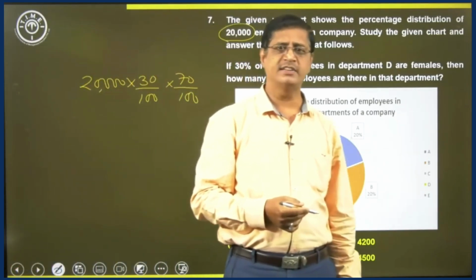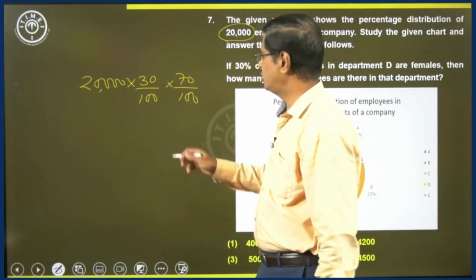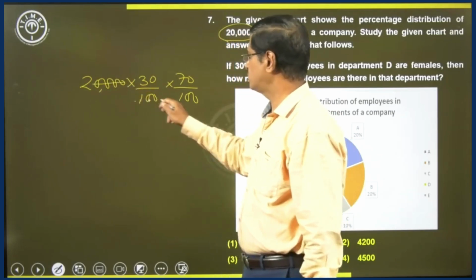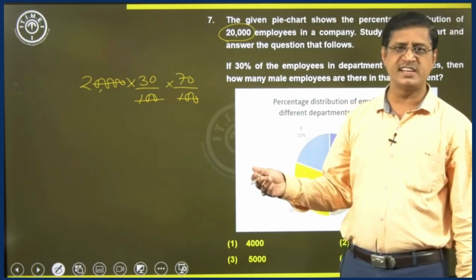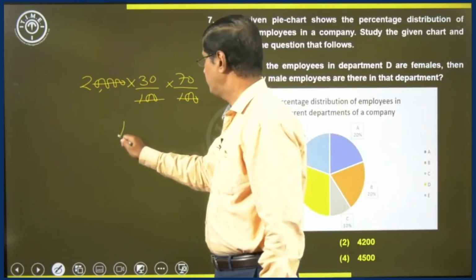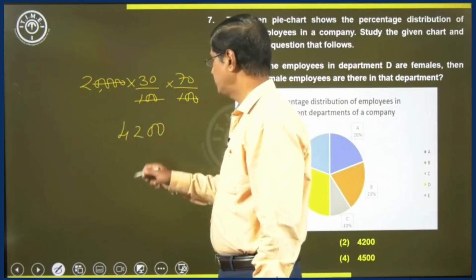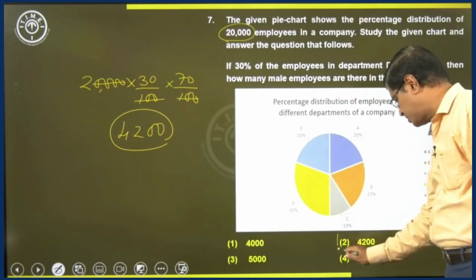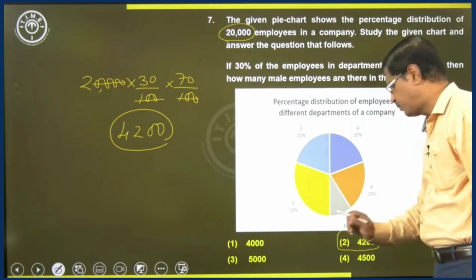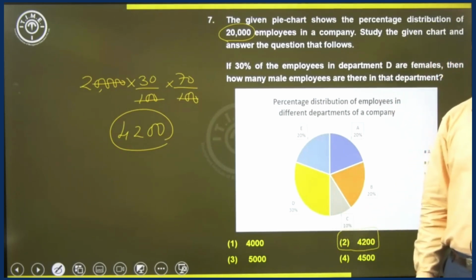So just simplify this. The numerator's 4 zeros and the denominator's 4 zeros get cancelled. 2 into 3 is 6, 6 into 7 is 42. Just take the zeros here. What is the result? 4200. Right choice, option 2. Answer for this question is option 2.